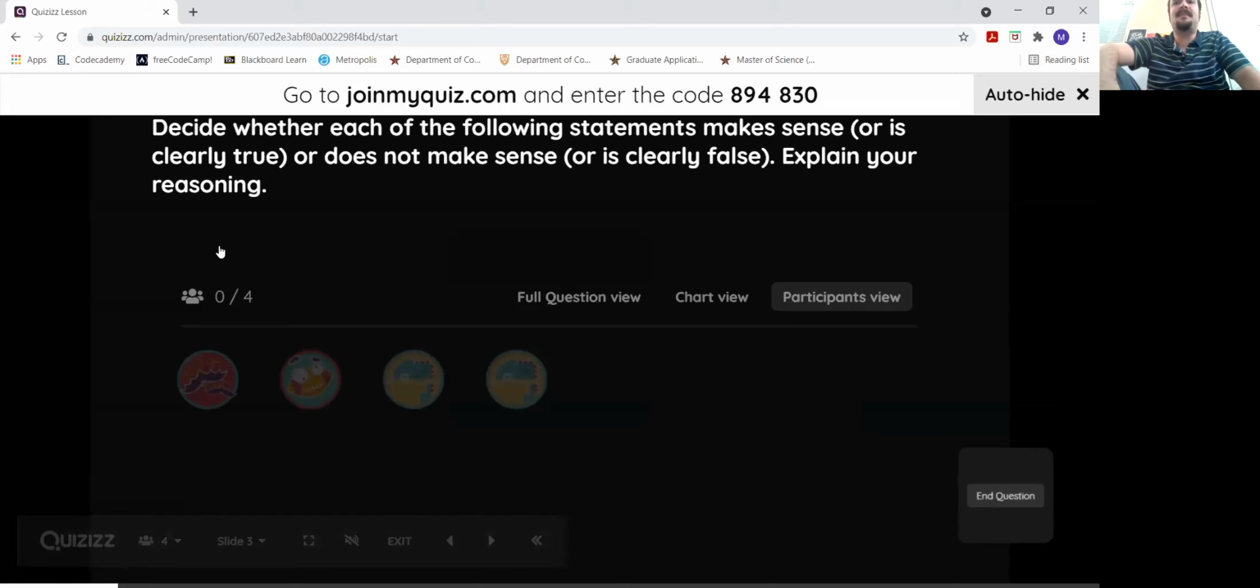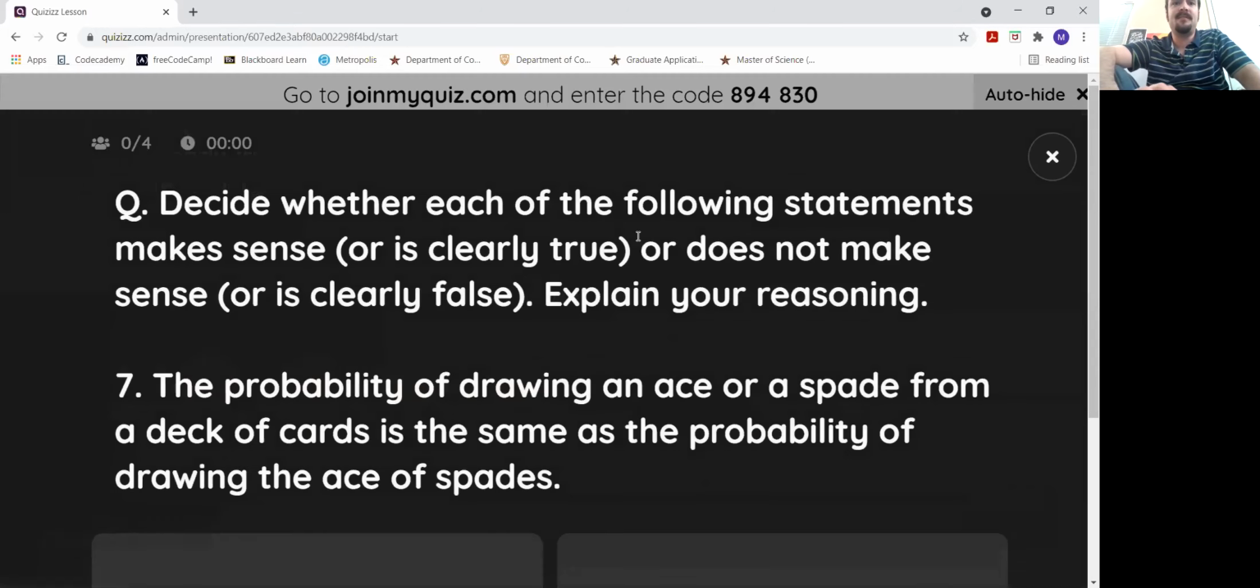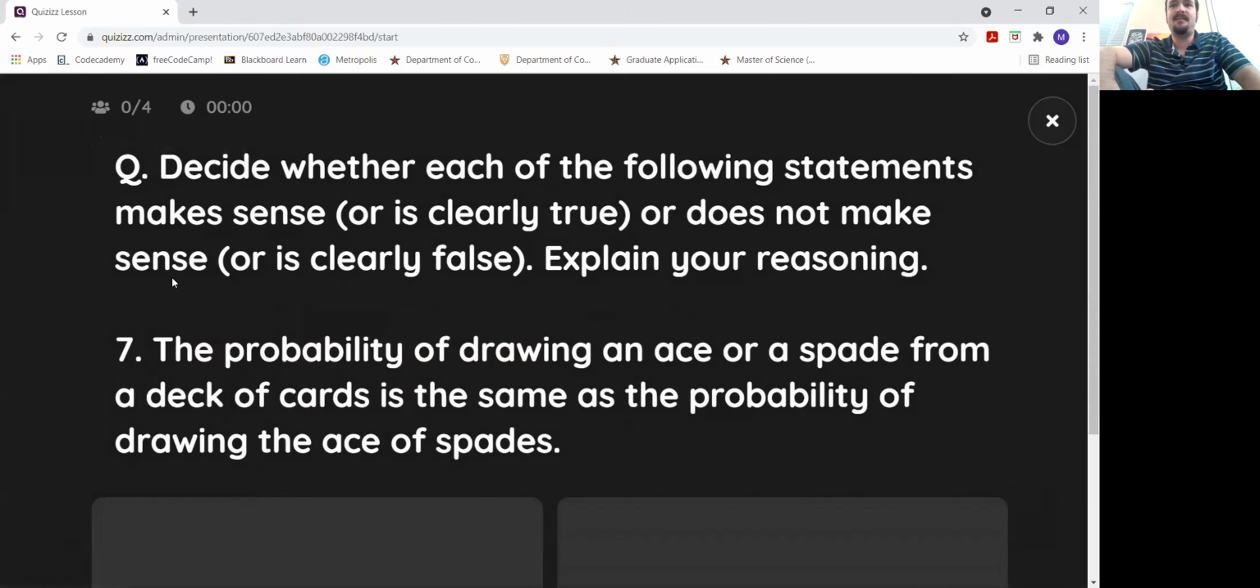Decide whether each of the following statements makes sense or is clearly true, or doesn't make sense or is clearly false. Same thing. The probability of drawing an ace or a spade from a deck of cards is the same as drawing the ace of spades. Okay, and so I think you're probably getting this. But an ace or a spade, this is 4 cards, and spades are 13 cards.